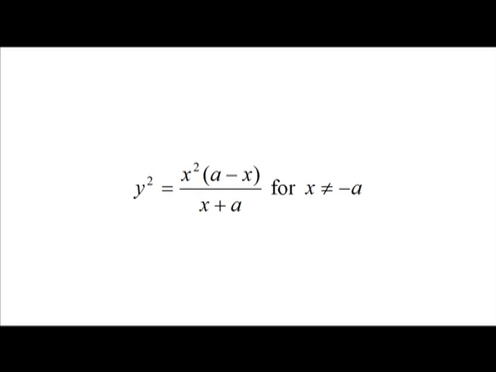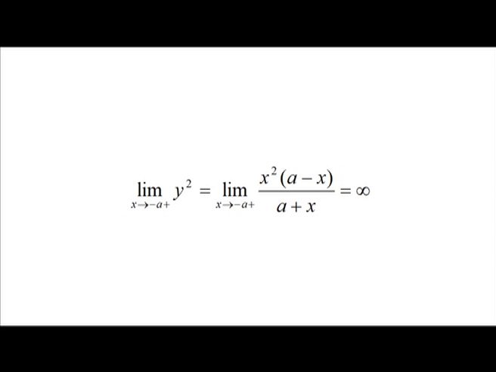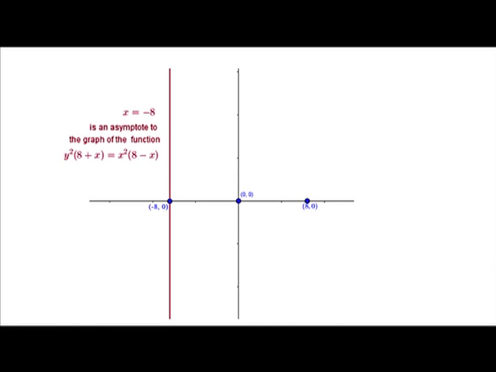We have y square is equal to x square into a minus x whole divided by x plus a for x not equal to minus a. Thus, limit x goes to minus a plus of y square is equal to limit x goes to minus a plus of x square into a minus x whole divided by a plus x, which is plus infinity. Hence, x is equal to minus a is an asymptote.